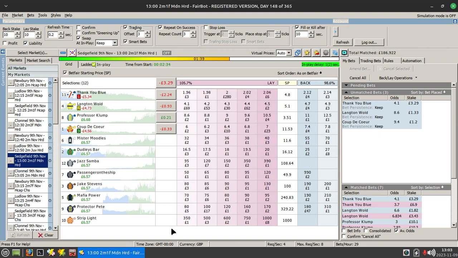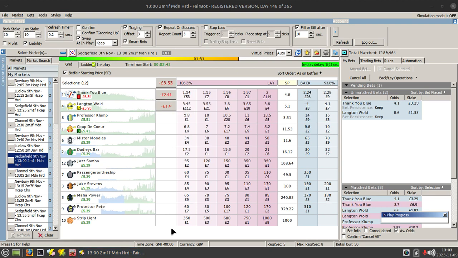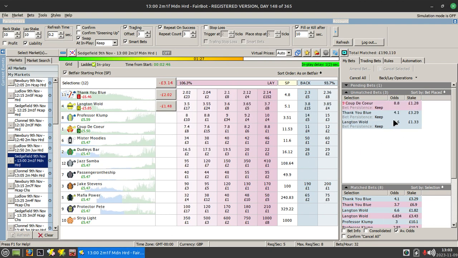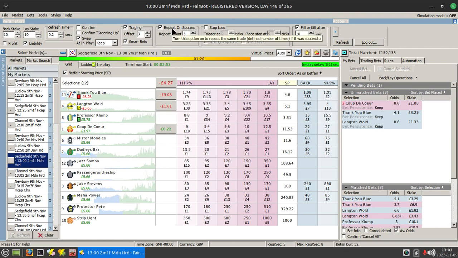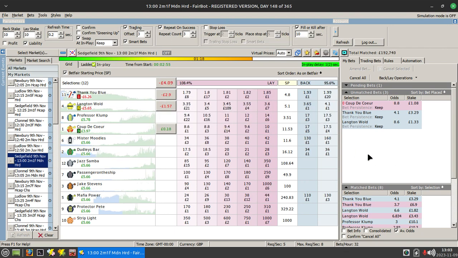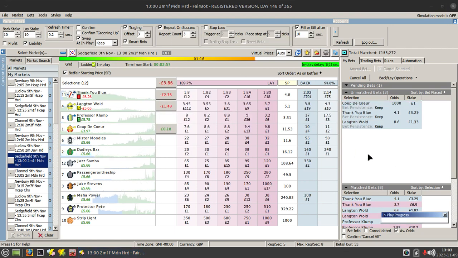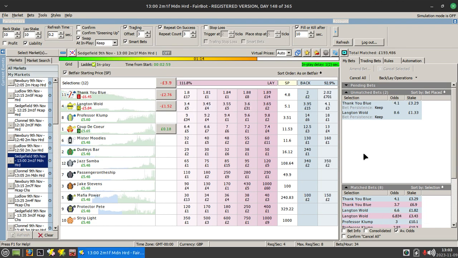But Thank You Blue looks as if it's coming in quite well. It needs to trade out at 4.1, so it needs to double in price. So in all likelihood that's not going to happen. In the meantime, all the others are looping through the repeat on success. So although the repeat on success can be useful, I would be very wary of it. It can lead you into all sorts of difficulties if you're not paying attention.